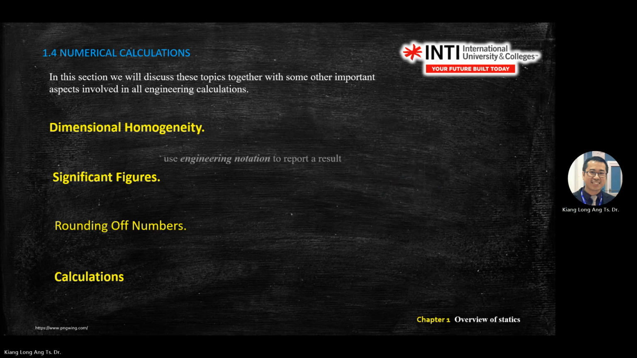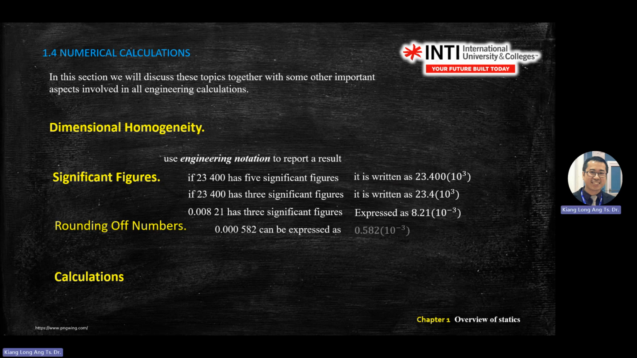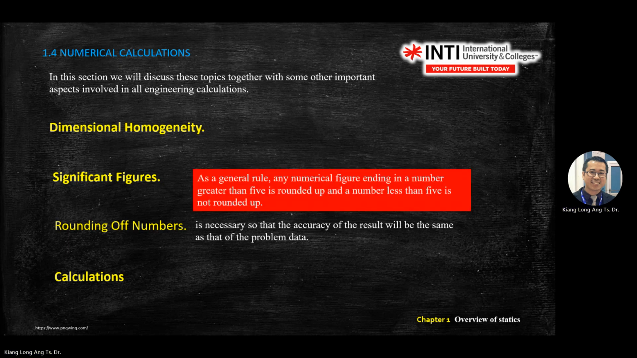Significant figure, you know. In this case, you need to use three significant figures. Round off: less than 5, you round down; more than 5, you add 1. Something like that, this one you read.